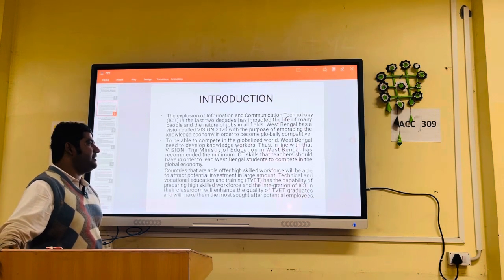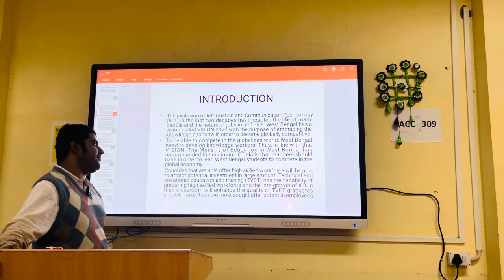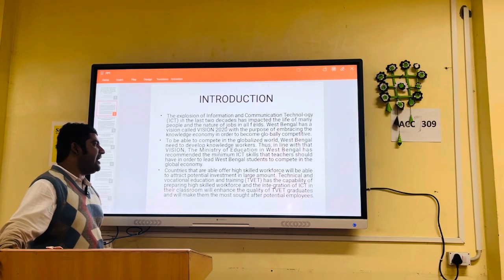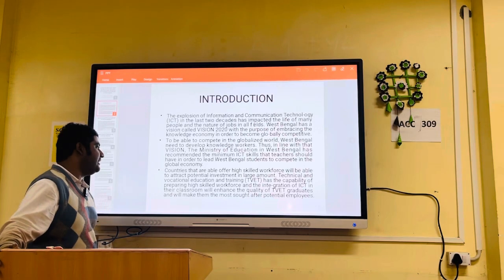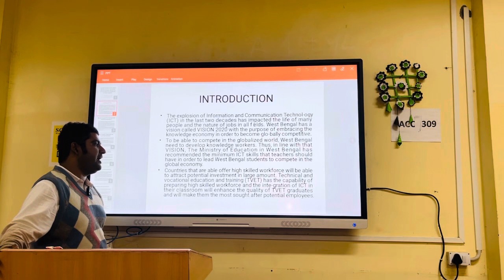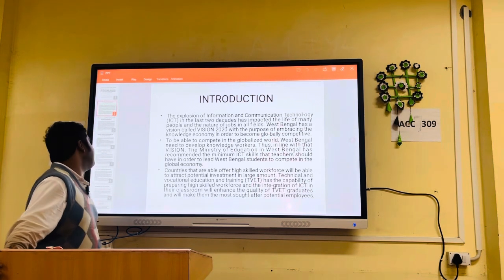Countries that are able to offer a high skilled workforce will be able to attract potential investment in large amounts. Technical and vocational education and training has the capability of preparing a high skilled workforce, and the integration of ICT in their classroom will enhance the quality of teaching in vocational and technical education and will make graduates the most sought after, potential employees.